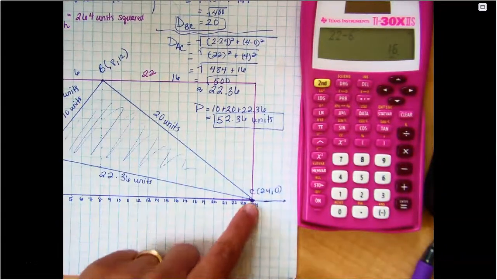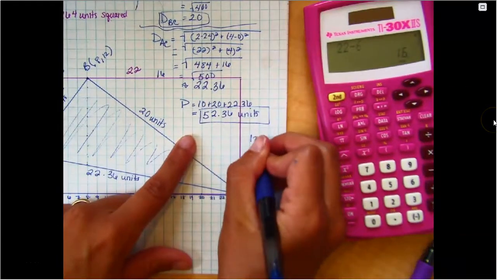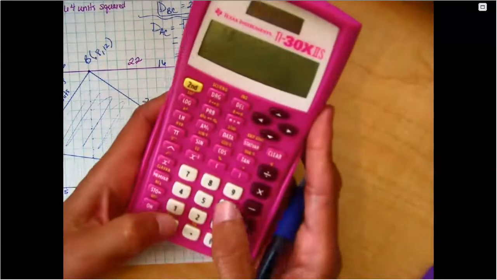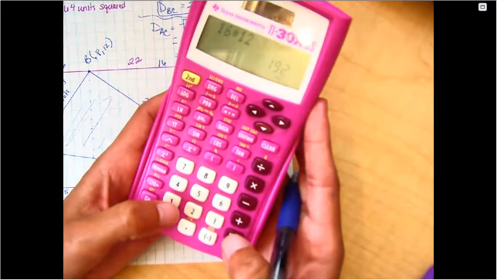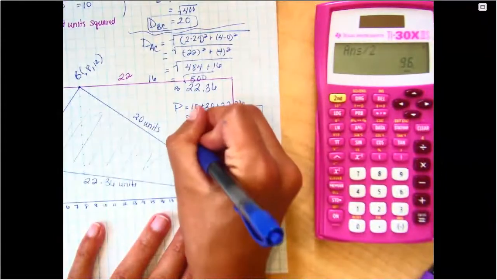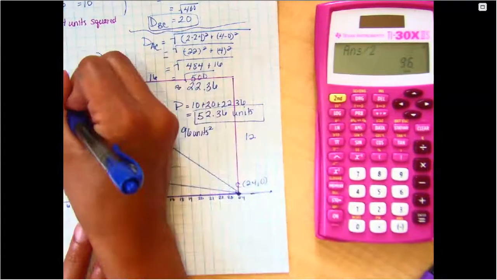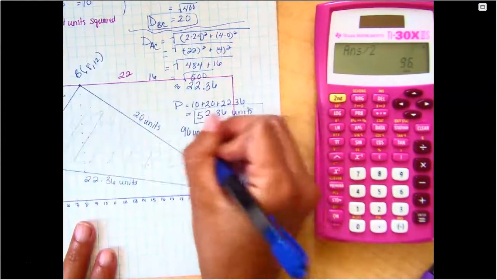This goes from 0 to 12. So 16 times 12 equals 192. I'm going to divide it by 2. And we get 96 units squared. I know this is not beautiful, but oh well. Okay?